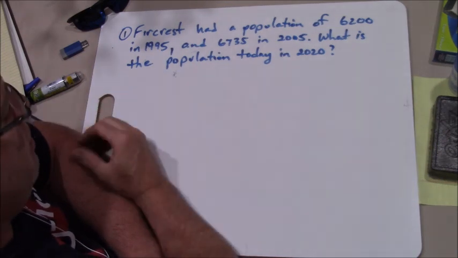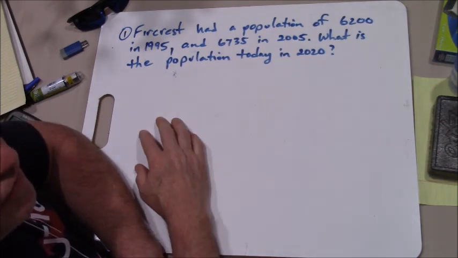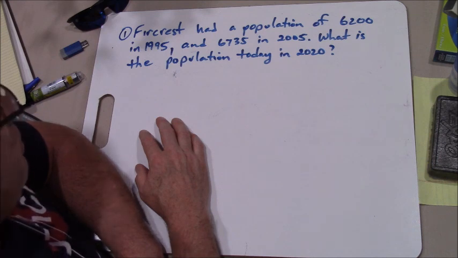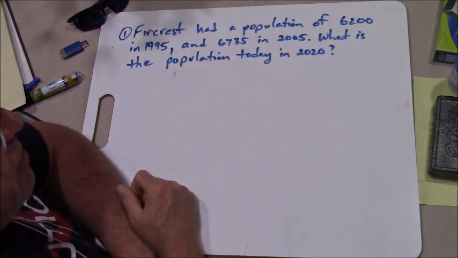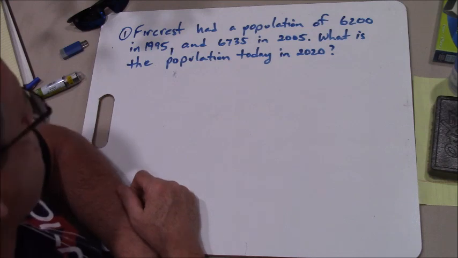So this is just like the other one. We have to do it in 2 stages. We got to first of all figure out what the growth rate is for the city, and then make our prediction of how many people in 2020. You guys go ahead and give that a shot.